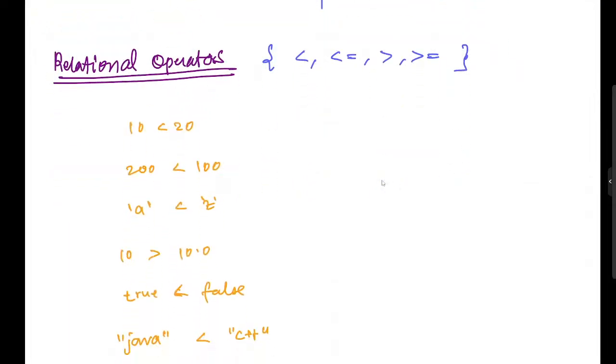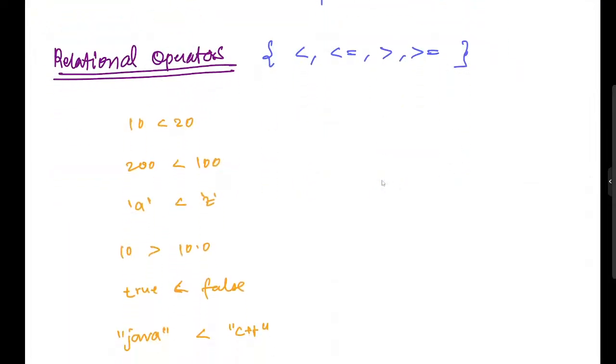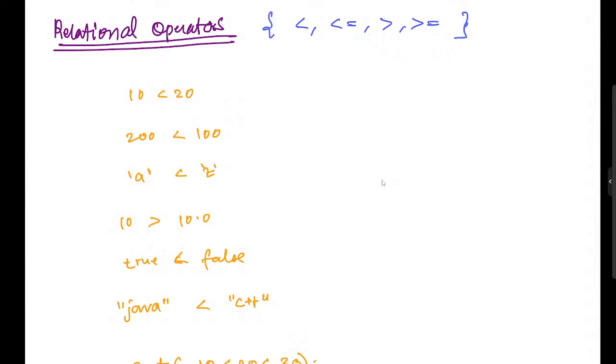Let's now move on to relational operators, right? In relational operators, we have these operators: less than, less than or equal to, greater than, greater than or equal to. Let's quickly go through them. 10 less than 20. What is 10 less than 20? It should give you true. 200, is it less than 100? No, you will get false.